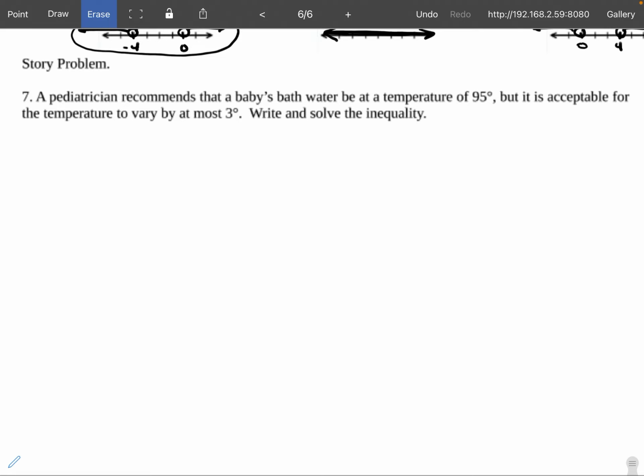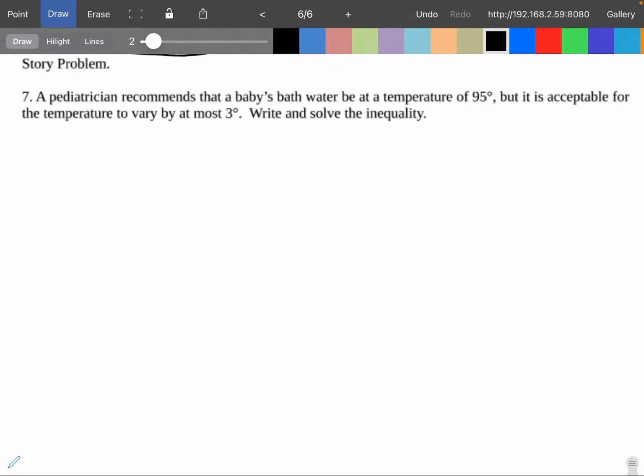So here we go. This one says the recommended temperature for a baby's bath is 95 degrees, but it says it's acceptable for that temperature to vary by at most 3 degrees. So you guys already know the answer to this before. We're supposed to set up an absolute value inequality for this problem. What's the highest the temperature could be? 98. And what's the lowest it could be? 92. So we're looking for an answer of the temperatures being between 92 and 98, including 92 and 98, right? So we got to just figure out how to write an inequality that'll do that.